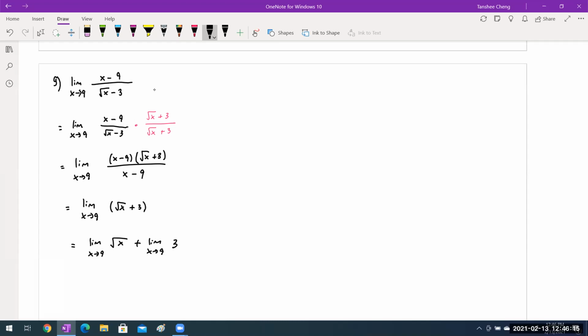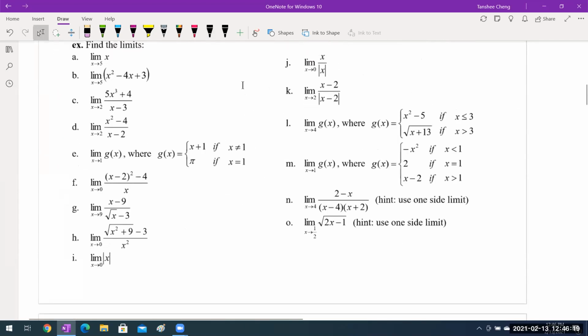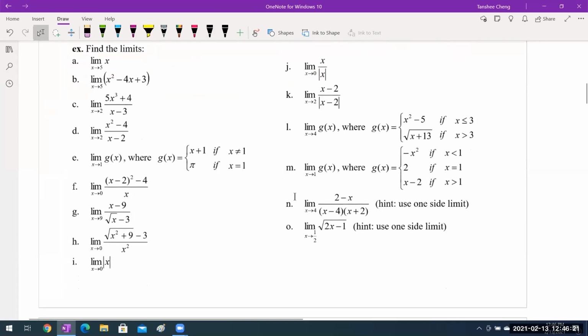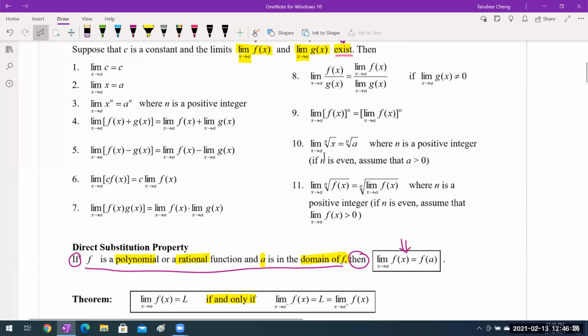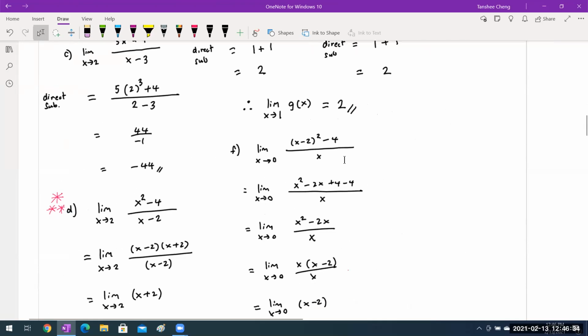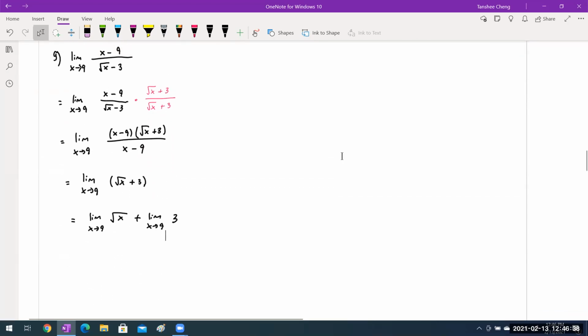And this square roots property, we have a limit law saying that the limit as x approaches a of the nth root of x is the same thing as the nth root of a. So it seems like a direct substitution, but we haven't really talked about this property yet, so that's why we need to split it out.